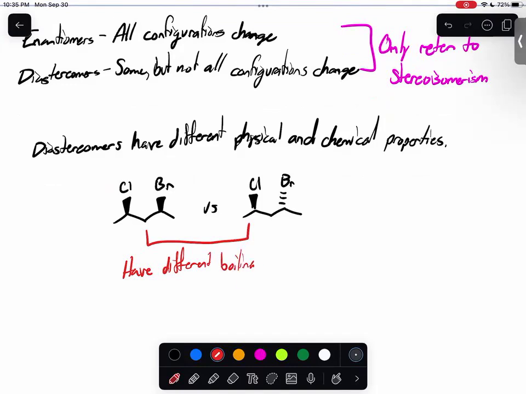Right? And not only that, but they also have different biological properties. So essentially, they act like they are different molecules entirely, despite being the same molecule, just with a different stereocenter orientation. Okay? So that's something else to keep in mind about these things.